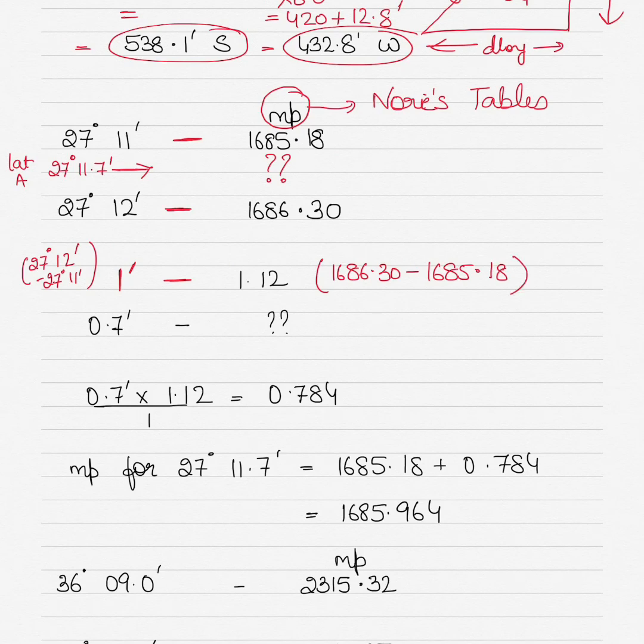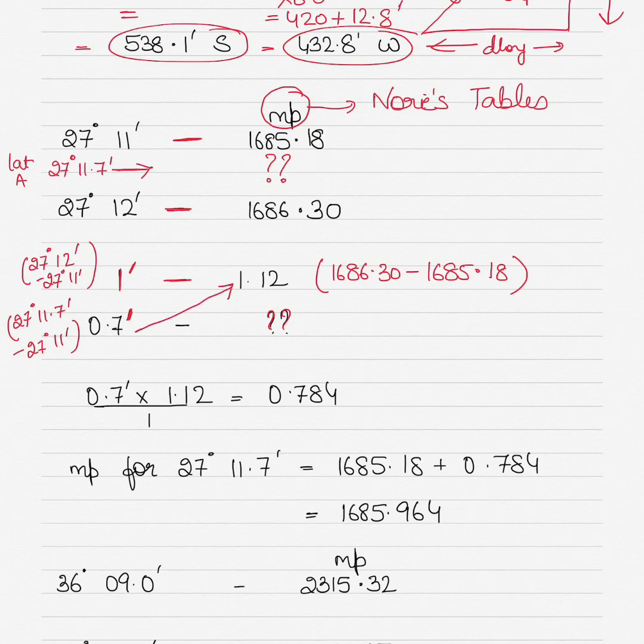So as I increase the minutes by 1, my MP value, or the meridional parts value, is increasing by 1.12. So if I increase the value by 0.7, what is this 0.7? 0.7 is the difference between 27 degrees 11.7 minutes minus 27 degrees 11 minutes. So if I increase the value from 11 minutes to 11.7 minutes, how much should my MP value be increased? That is what I have to find out.